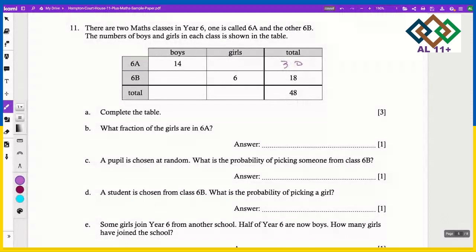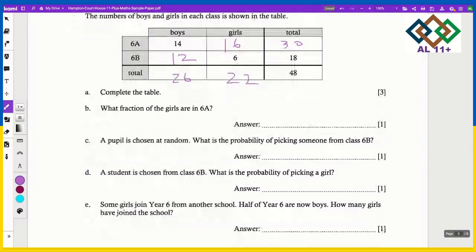And then I'm going to find out the other thing. 18 minus 6 is 12. So I've got this. Adding 14 plus 12 is 26. And then I can complete the table nicely now. 30 minus 14, that's 16. 48 minus 26 is 22. So like this, I have completed the table.